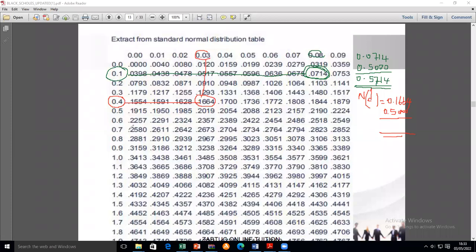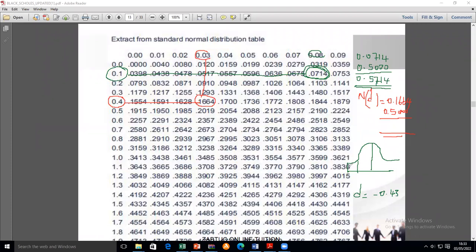Mr. Peter, on this graph, is there a way where you can find less than 0? A negative? Yes. If your answer is a negative, if your D was minus 0.43, what you do is you still pick the same figure, but you subtract it. You subtract because, look at what you are doing.